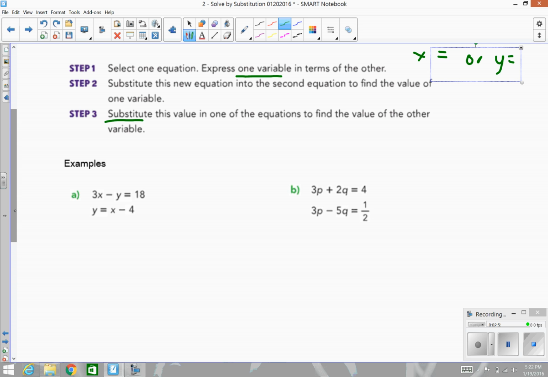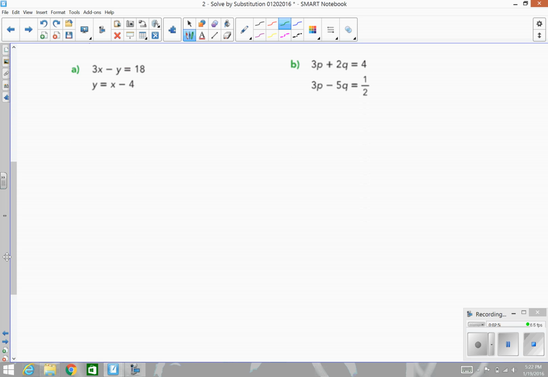So here we go. Example A. Step 1 is to express the equation in one variable. If you look at both of these, look how nice this is. This one is already in y equals form, which means we don't have to do anything. So we can move on to step 2, which is to substitute this into the second equation.